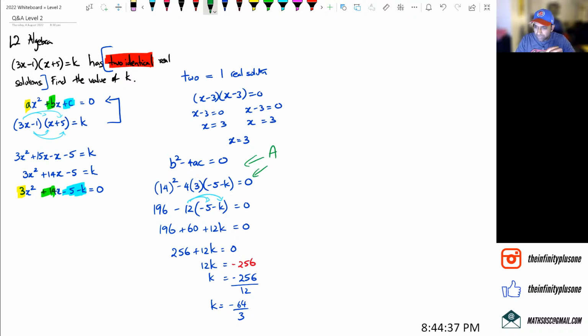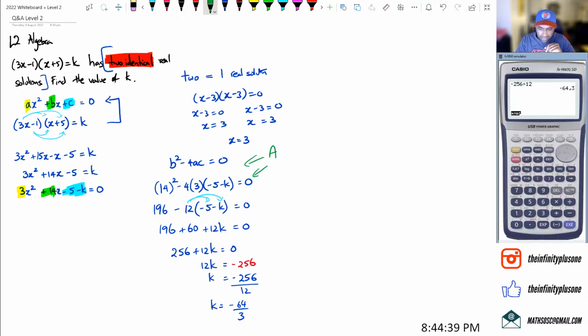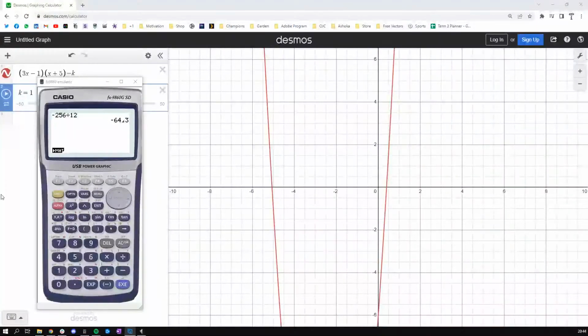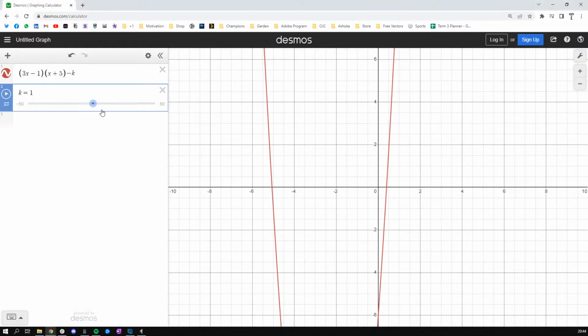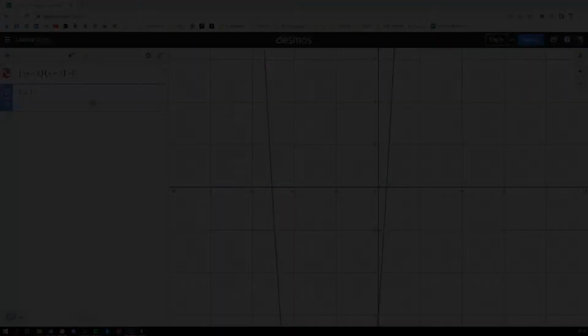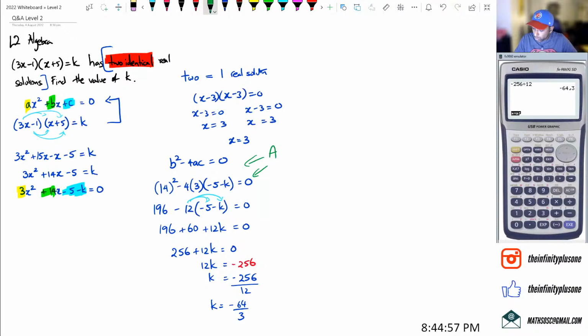All right, let me see if I can just switch cameras here, guys. All right, there we go. So what I've done here is I've got your equation, what we just worked on, 3x minus 1 and x plus 5. But I put minus k, and the reason I put minus k is because I want to draw this as a graph just to see what it looks like.